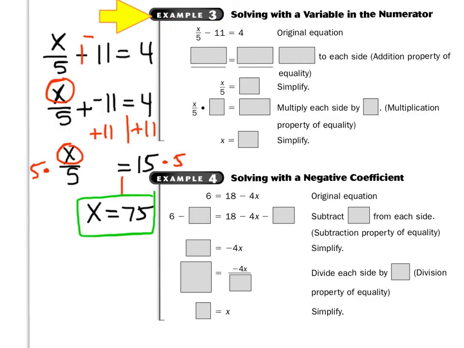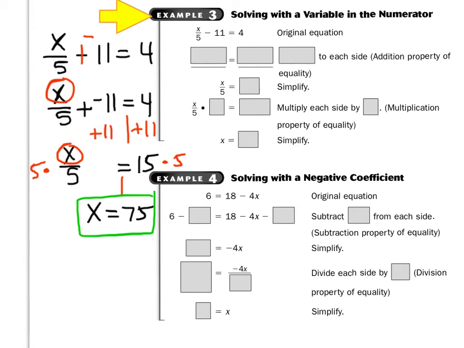Okay, take a look at example 3. We have x over 5 minus 11 equals 4. So I wrote it exactly like they gave it to me in the margin. Now with my red, I added a line and changed the sign in front of the 11. So now write it again. You get x over 5 plus negative 11 equals 4.